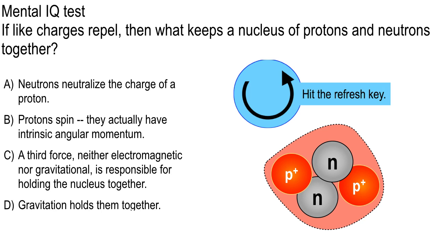If like charges repel, then what keeps a nucleus of protons and neutrons together? I mean, protons, they should repel each other. But they're still bound. They're very tightly bound. Think. Read carefully and think.